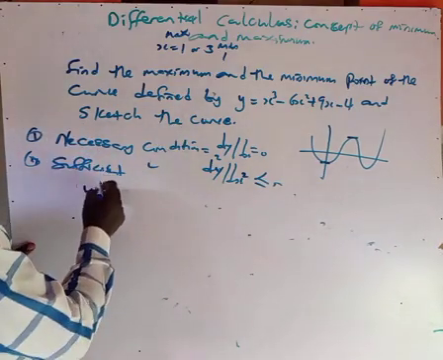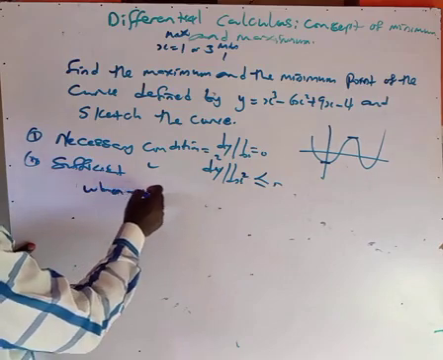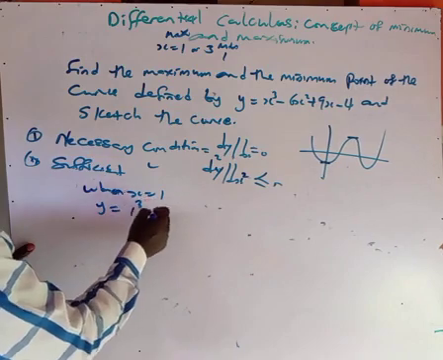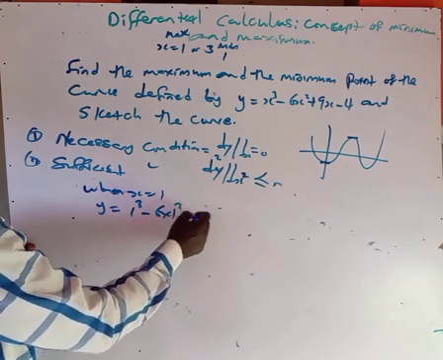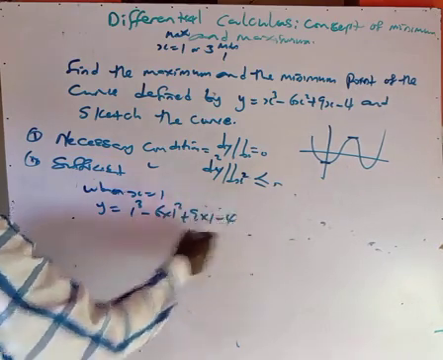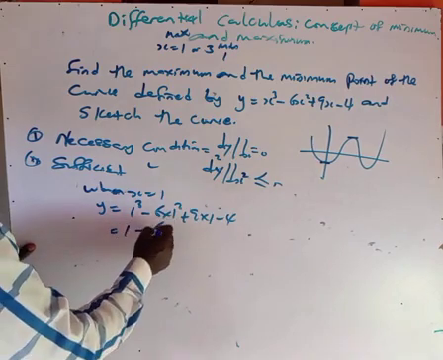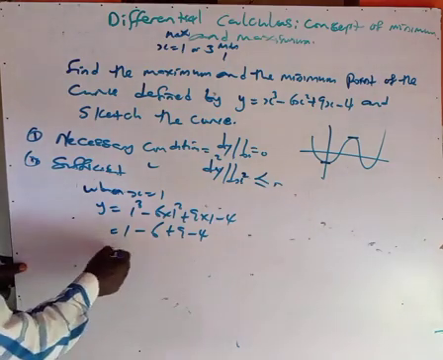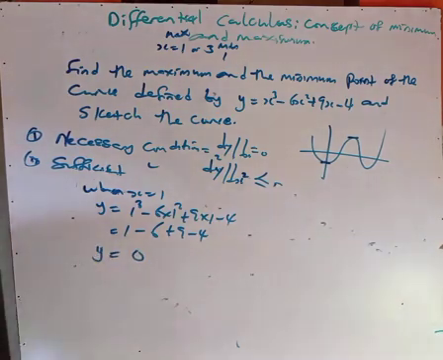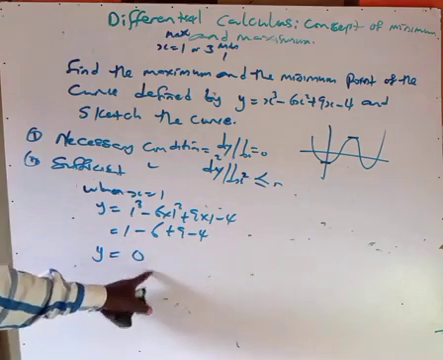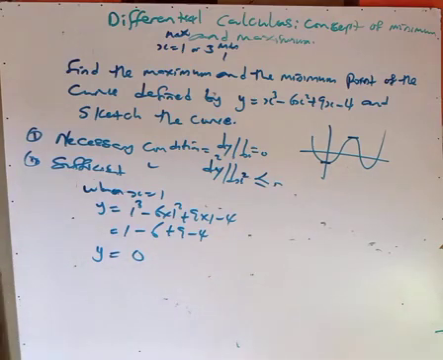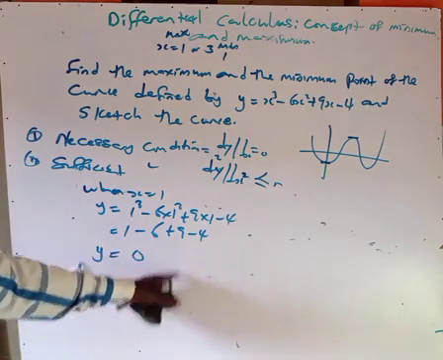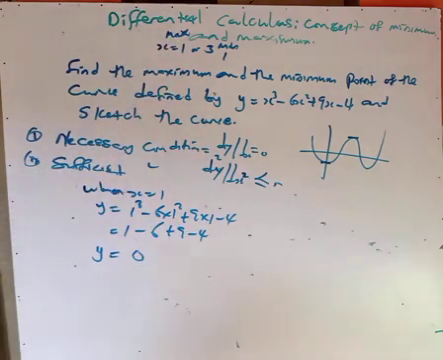So when x equals 1, what will be the value of y? y equals 1 cubed minus 6 times 1 squared plus 9 times 1 minus 4. So what you have here is 1 minus 6 plus 9 minus 4. So definitely y equals 0. So at this particular point, y is 0. So 1 minus 6 gives you minus 5, plus 9 is 4, 4 minus 4 is 0.